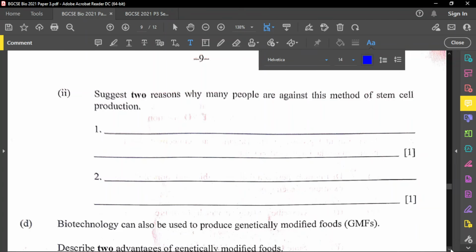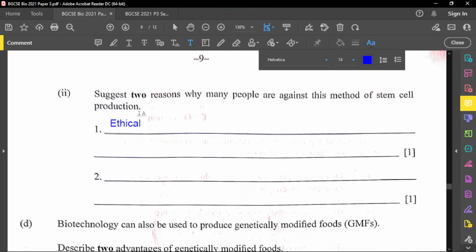Oh, we're still not finished with this question. This question is a long question. Part 2 suggests 2 reasons why many people are against this method of stem cell production. The biggest one is using embryos. So yes, you're going to raise some ethical issues.